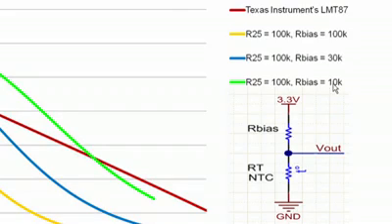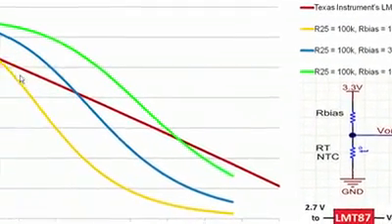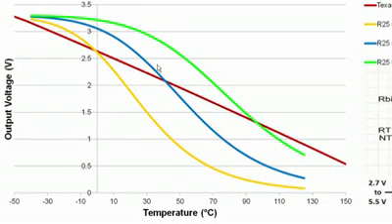You can see that if you adjust the bias resistor value, you can essentially adjust the linear portion of the curve. Notice that the curves start to saturate at low and high temperatures. This is one problem that engineers face when using thermistors.